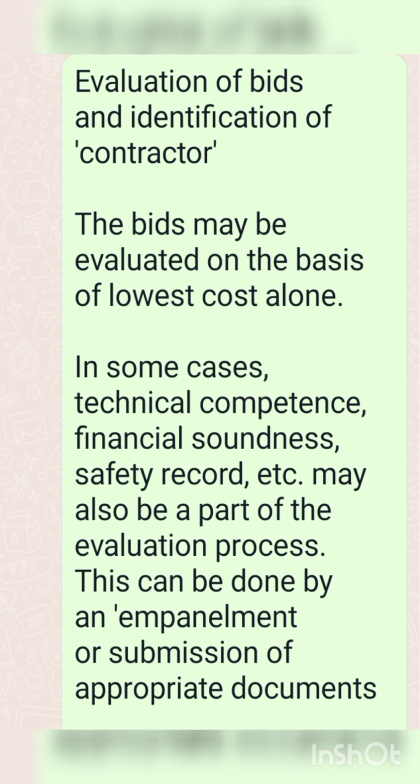Evaluation of bids and identification of the contractor. The bids may be evaluated on the basis of lowest cost alone. In some cases, technical competence, financial soundness, safety record, etc. may also be a part of the evaluation process. This can be done by an empanelment or submission of appropriate documents.